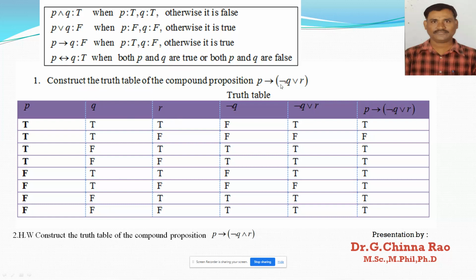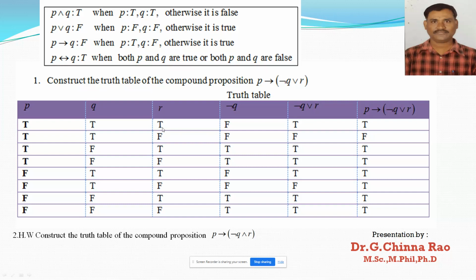After that, what we require to find: first you have to fill this bracket. That means we require to find negation Q. Here Q is true, negation Q is false. Here Q is true, negation Q is false. In a similar way, you have to find negation Q and then calculate negation Q or R. As per the definition, P or Q is false when both P and Q are false. Otherwise, it is true.